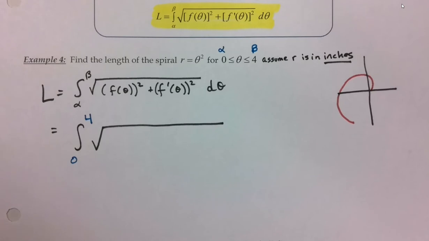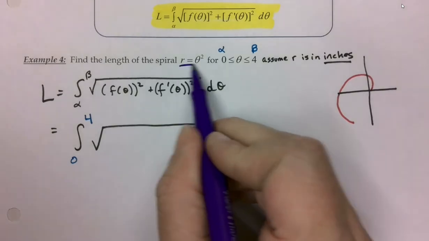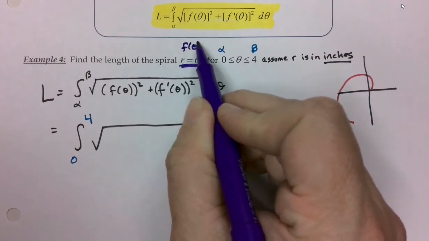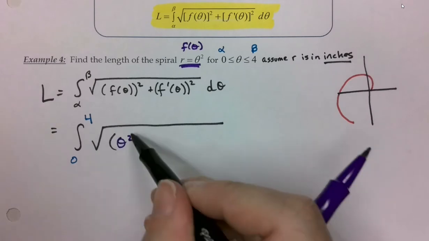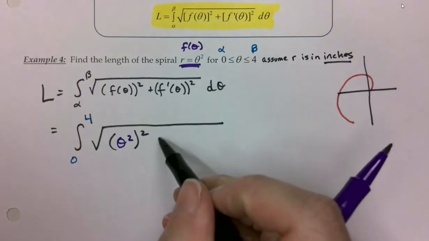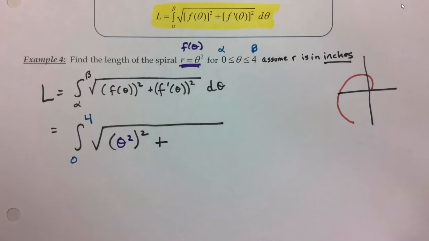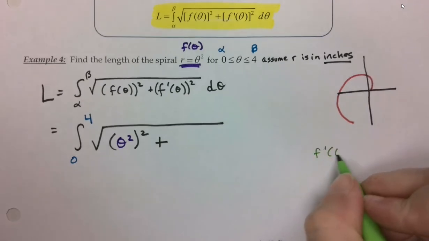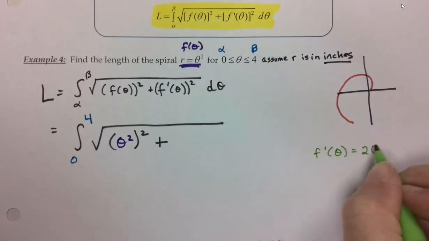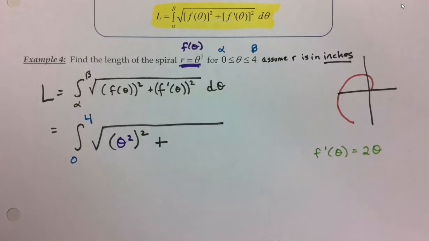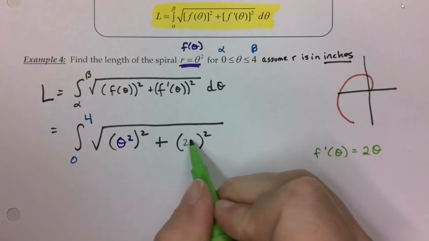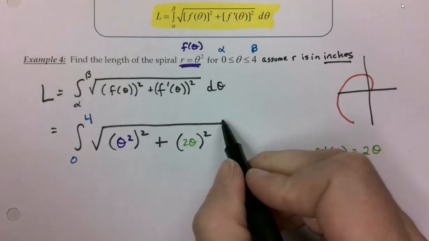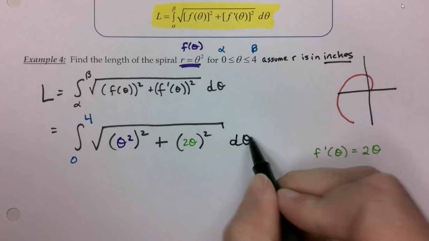And then f of theta is given to me. It's right here. This is f of theta. So f of theta is theta squared. So I'm going to take theta squared and I'm going to square it. Plus, now I need f prime of theta. I'm going to have to go over here. f prime of theta, of course, would be 2 theta. So in here, I'm going to put 2 theta and square it. Close off my square root, d theta.